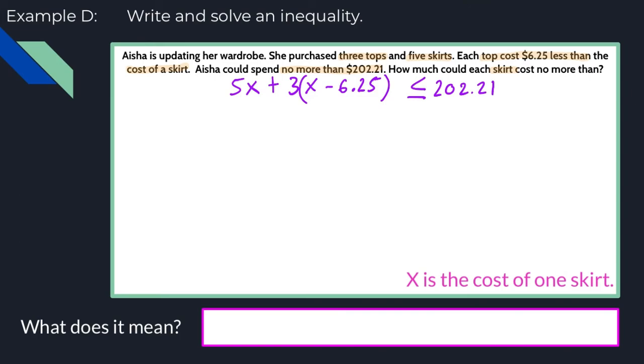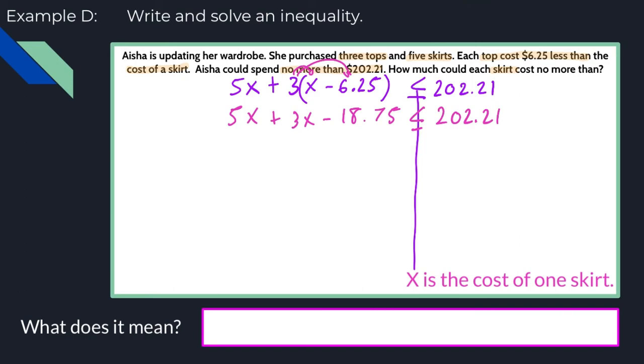So we're going to draw our wall down from our inequality symbol, and we need to see if we have any simplification. We need to start with the distributive property. 3 times x is going to be 3x. 3 times negative 6.25 is going to be 18.75. So we're going to write that down, minus 18.75. Bring down our inequality symbol. We didn't do anything with that. 202.21, didn't do anything with that.